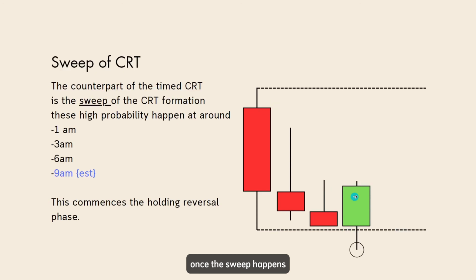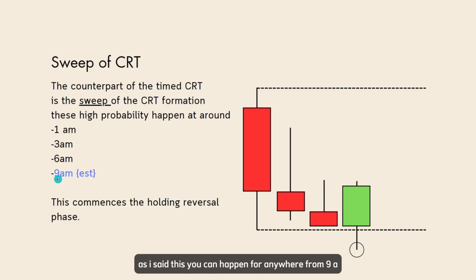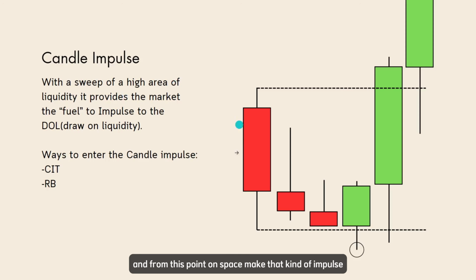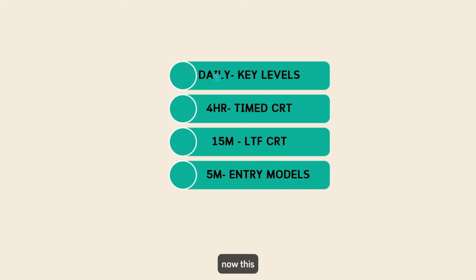Once the sweep happens, you then should be expecting price to make the next candle a bullish candle to the opposing side, okay? As I said, this sweep can happen anywhere from 9 a.m. to 11 a.m. And from this point, once price makes that candle impulse, you're then targeting your high or the previous candle equilibrium, okay?